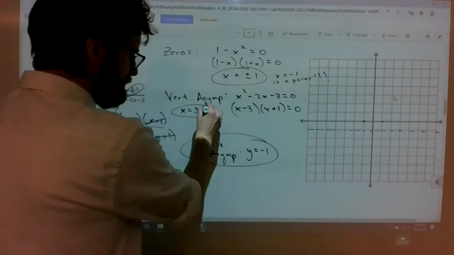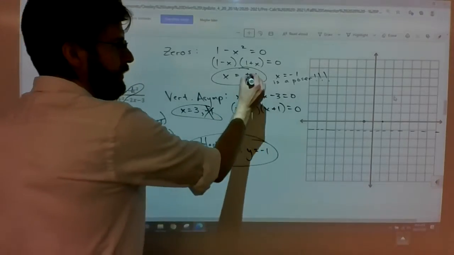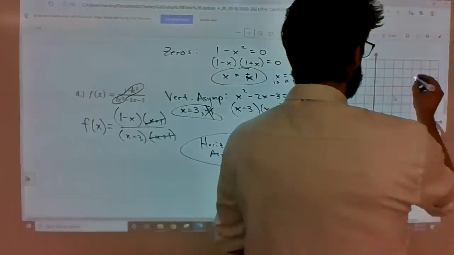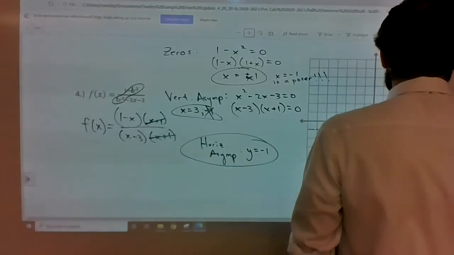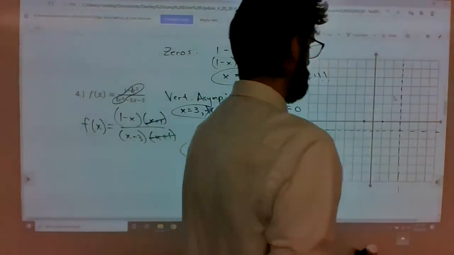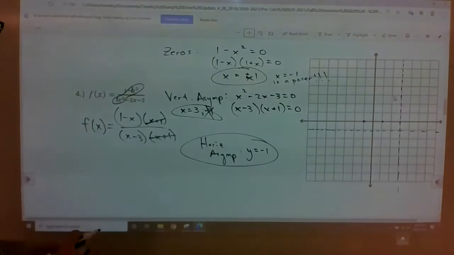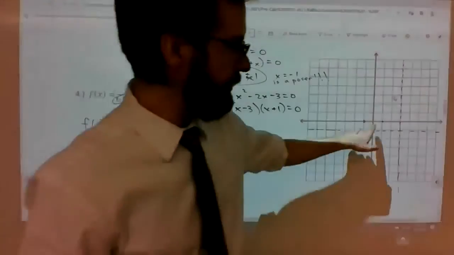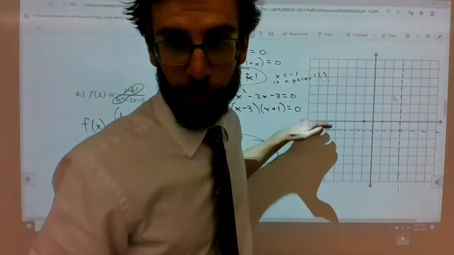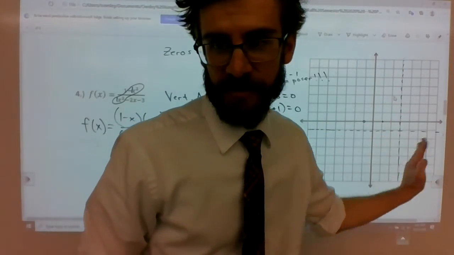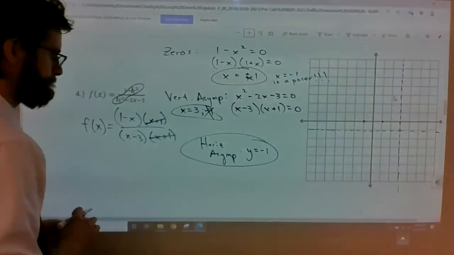I got a vertical asymptote not at negative 1, nor do I have a 0 at negative 1, but I still got one at 3. So because we have a 0 up here, my thought is that it's probably going to do this and this. Let's check it out, though.